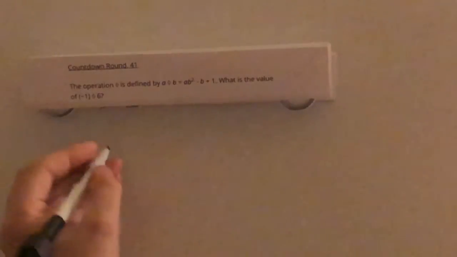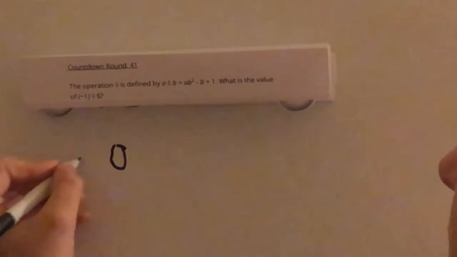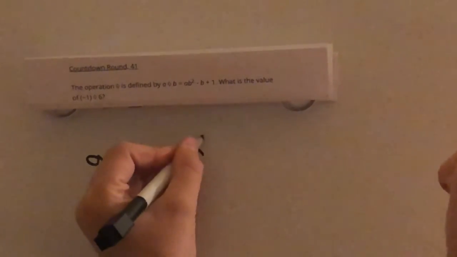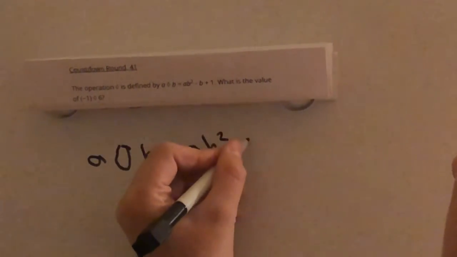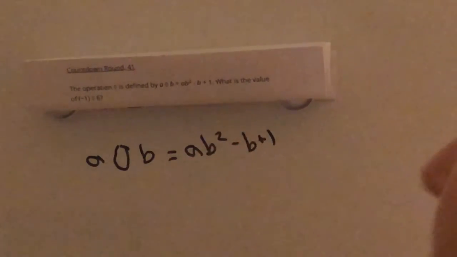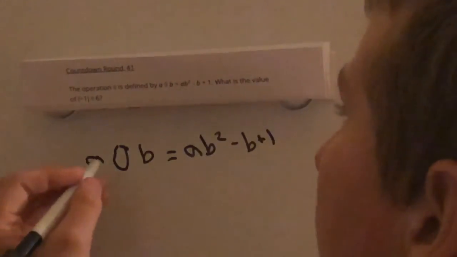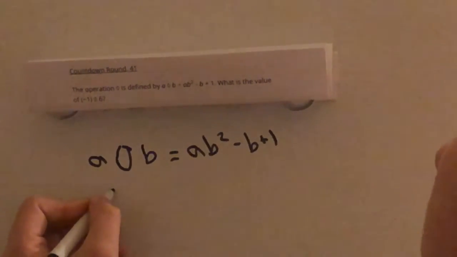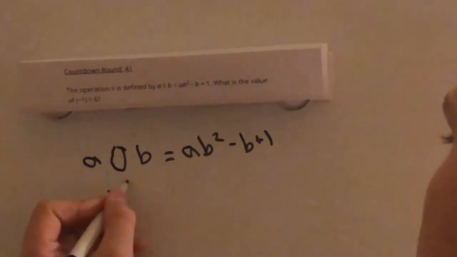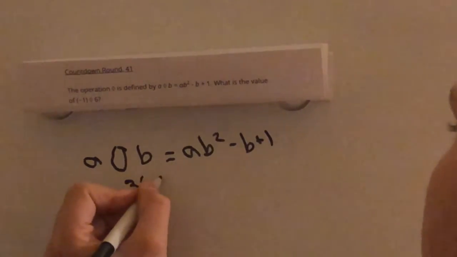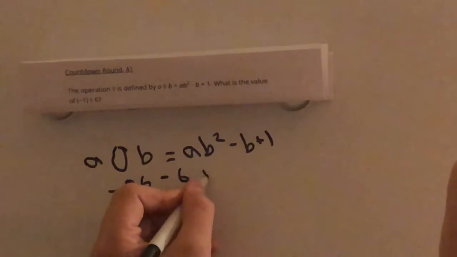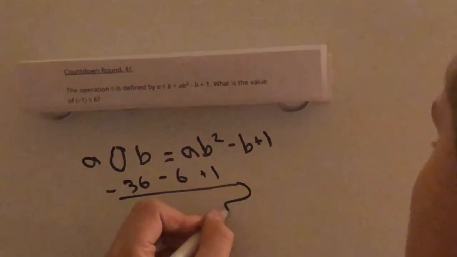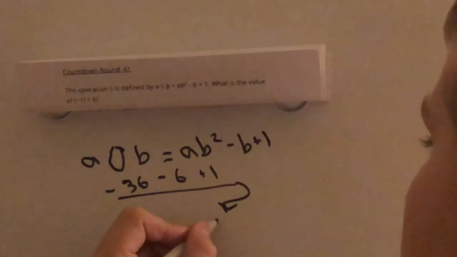The operation, this thing, is defined by A to B. This is going to equal AB squared minus B plus 1. Okay. Now, what is the value of 1 to 6 with that? Well, just plug that in. You get minus 1 times 6 squared, so minus 36. And then minus 6, and then plus 1. And that all comes to... I didn't want to make that look like a division sign, so if it did.